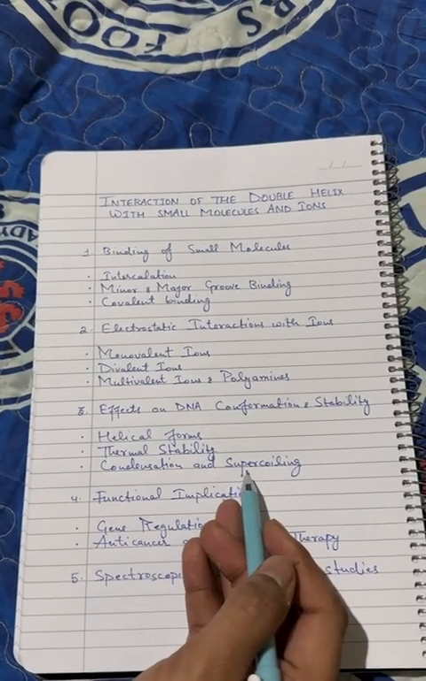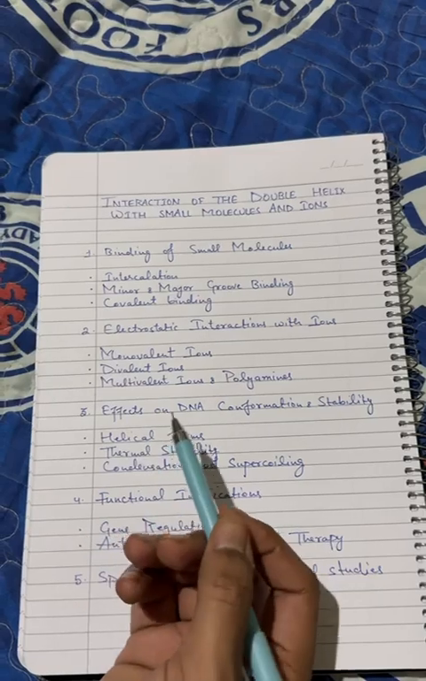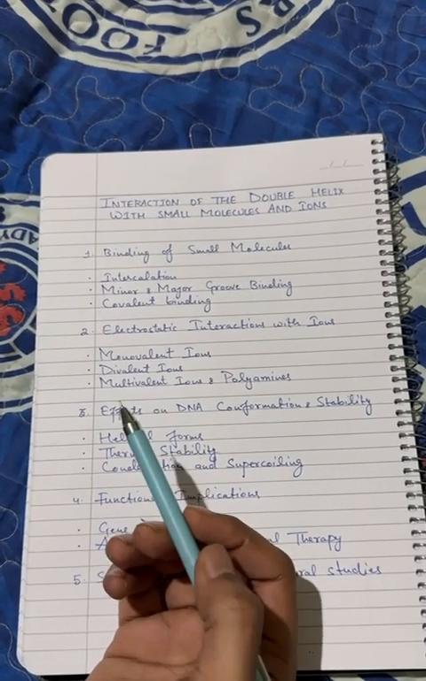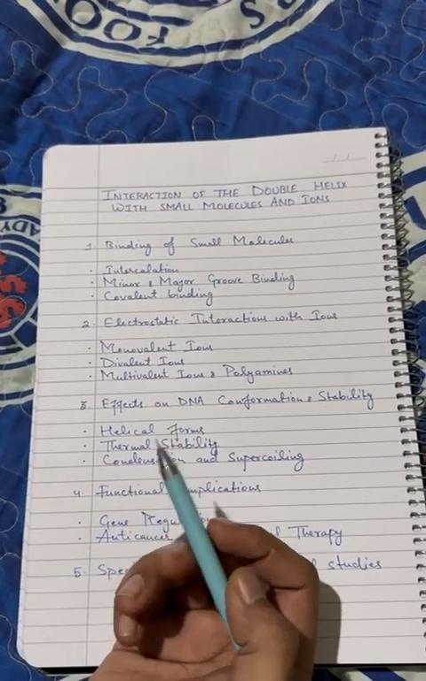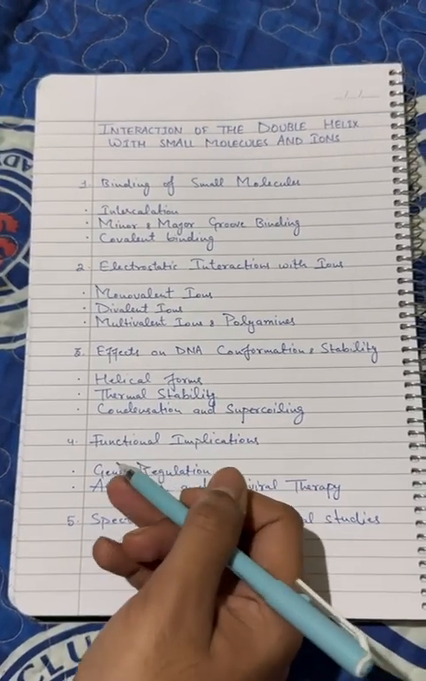Condensation and supercoiling. Polyamines and certain cations can induce DNA condensation, while intercalators and groove binders may influence DNA supercoiling, which is crucial for DNA packing in cells.